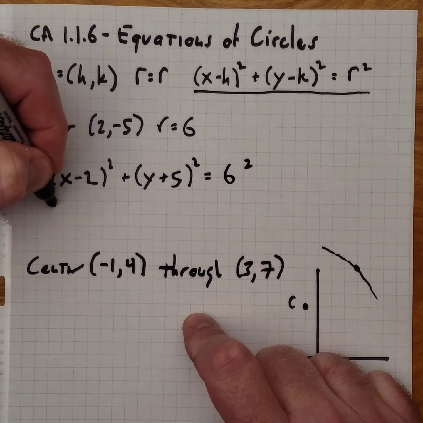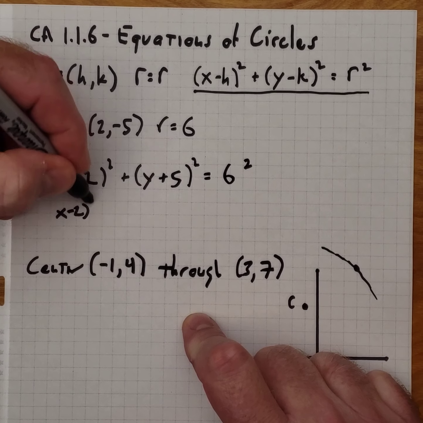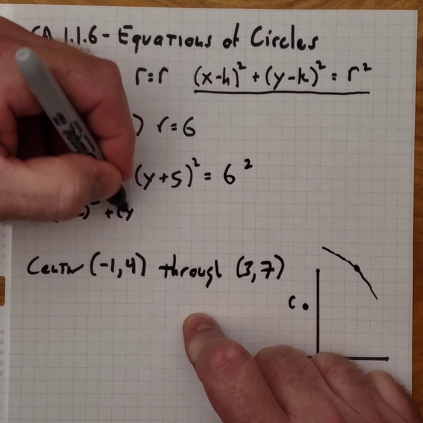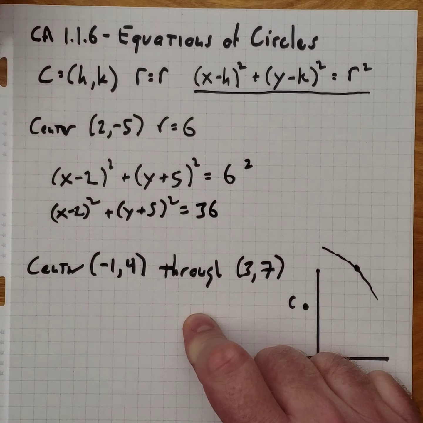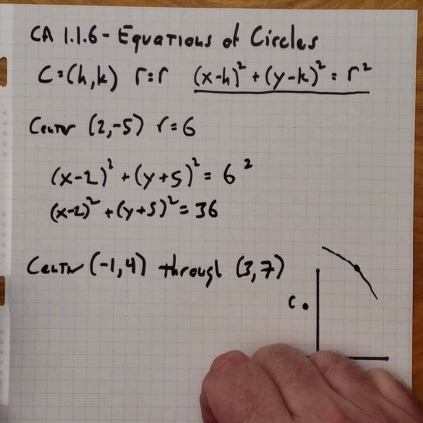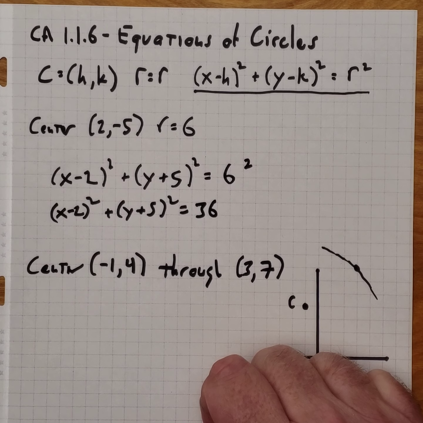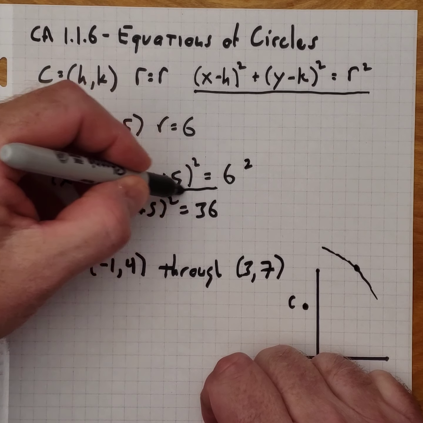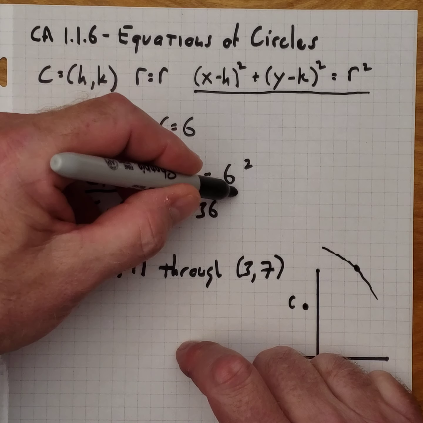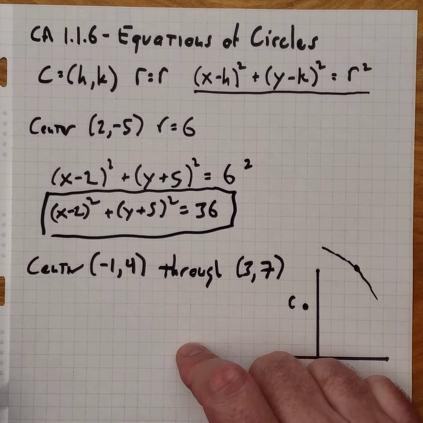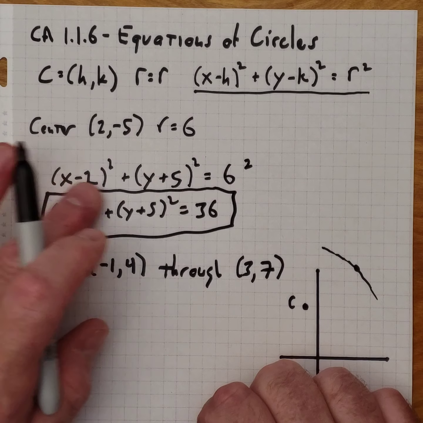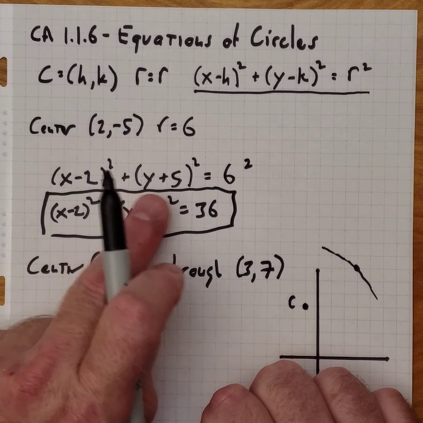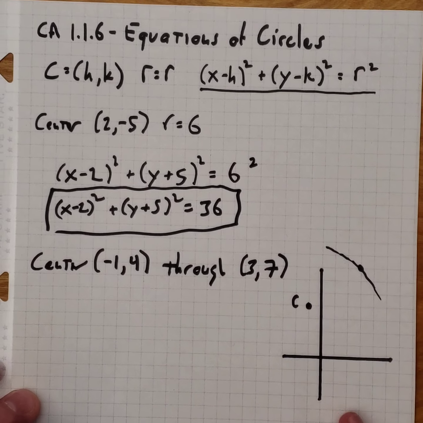So we get x minus 2 squared plus y plus 5 squared equals, you wouldn't want to leave it as 6 squared. My math lab might not count that right. I would, but my math lab might not. And this is what we got here. All right, that one's very easy. If you're given the center and the radius, just put the numbers in where they belong. Make sure you have all the pieces and parts of the equation.